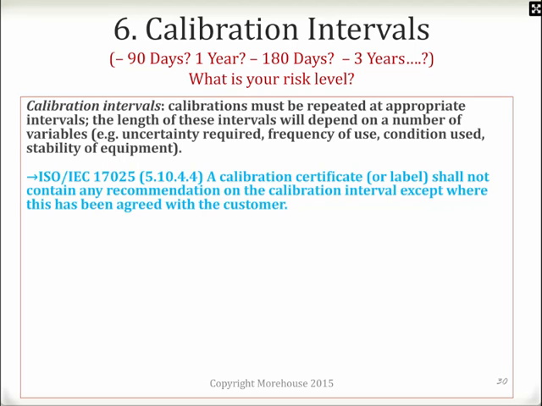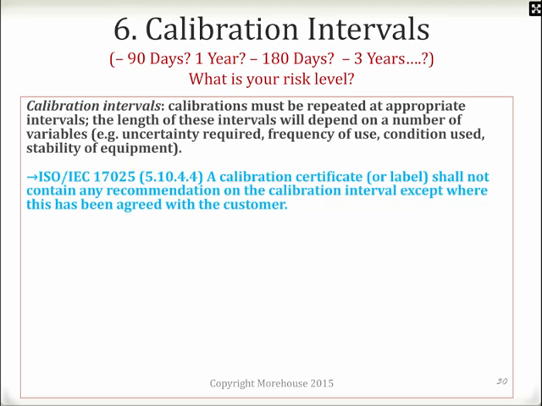So after dealing with documentation, the next essential element is going to be calibration intervals. 90 days, 1 year, 180 days, 3 years. What is your risk level? We've had proving rings come back after 20 years. We certainly don't recommend having a 20-year calibration interval, though we have had proving rings come back after 20 years and repeat, just as if they were here 20 years ago. They were stored, they were kept well. For whatever reason, they repeated. We certainly do not recommend that.